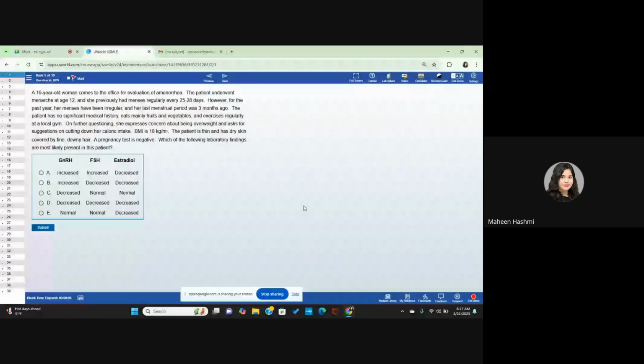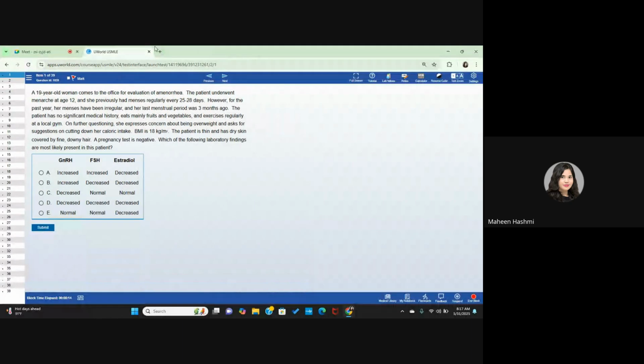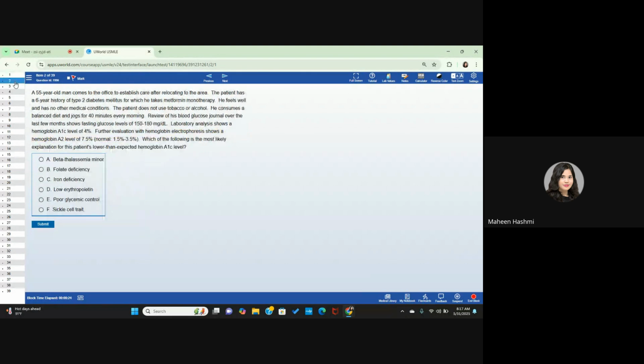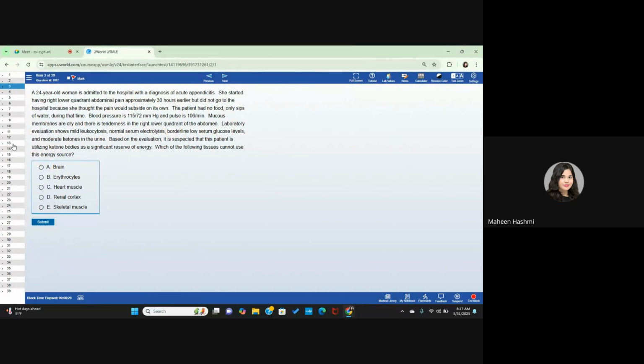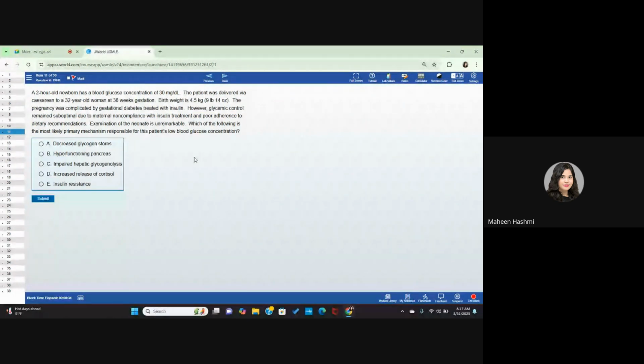Alright, okay, let me share my screen with you guys. Alright, okay, so the first question for today is, wait, what's happening? All right. Okay. So the first question we have for today is the patient is thin, has dry skin, covered by a fine. Okay, I think we discussed this yesterday, so I'm not gonna go through this. We did discuss this. Until where did we stop? I think it was question 10. Yeah, so it's 11. All right.